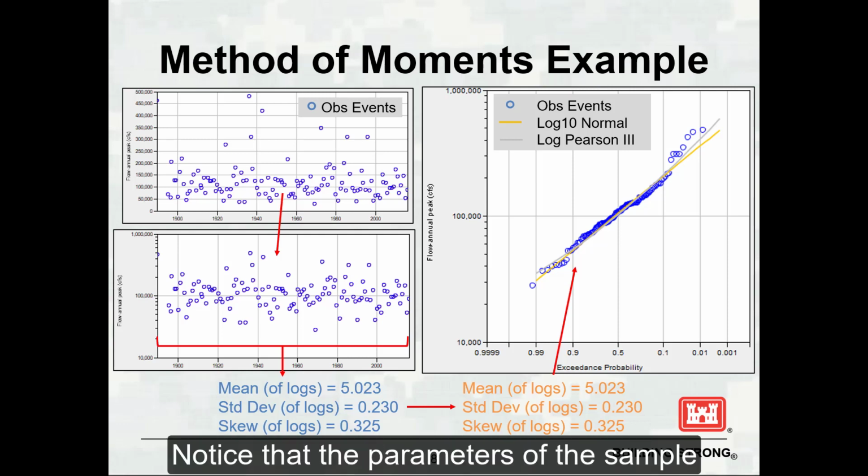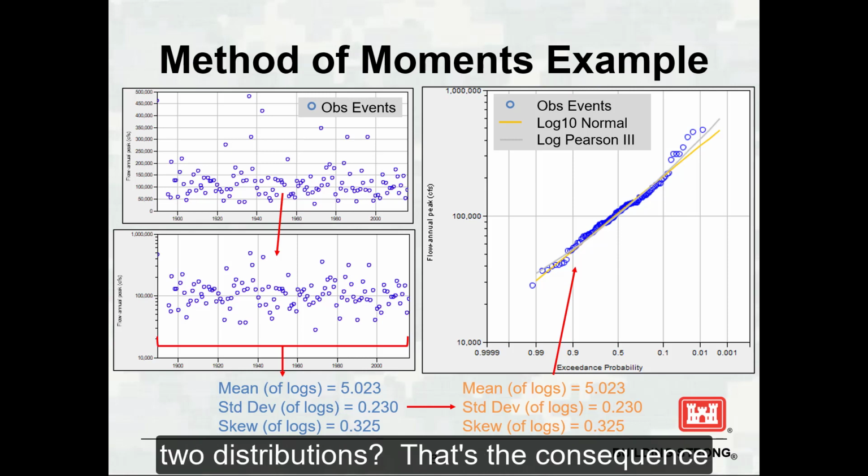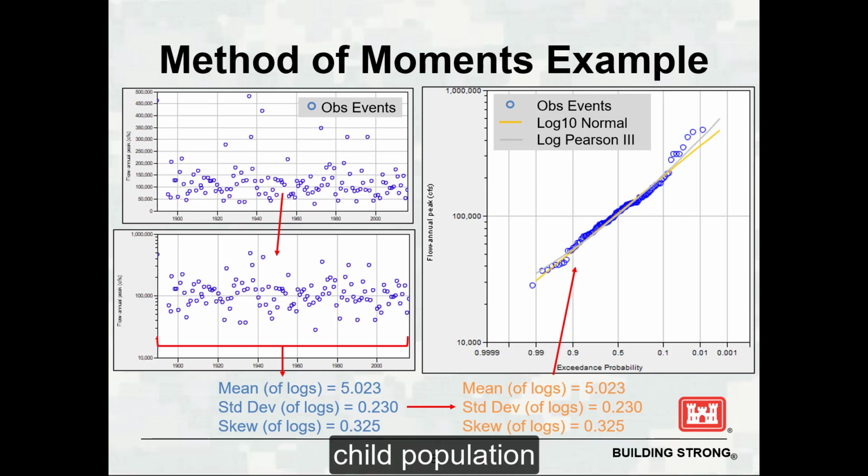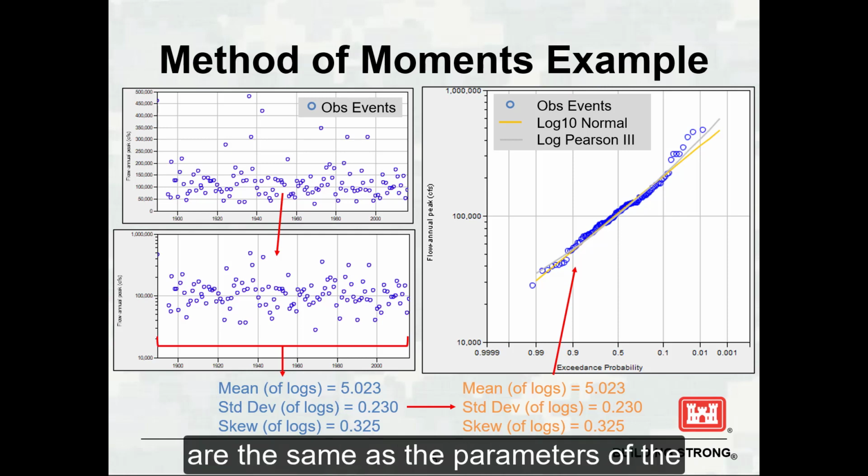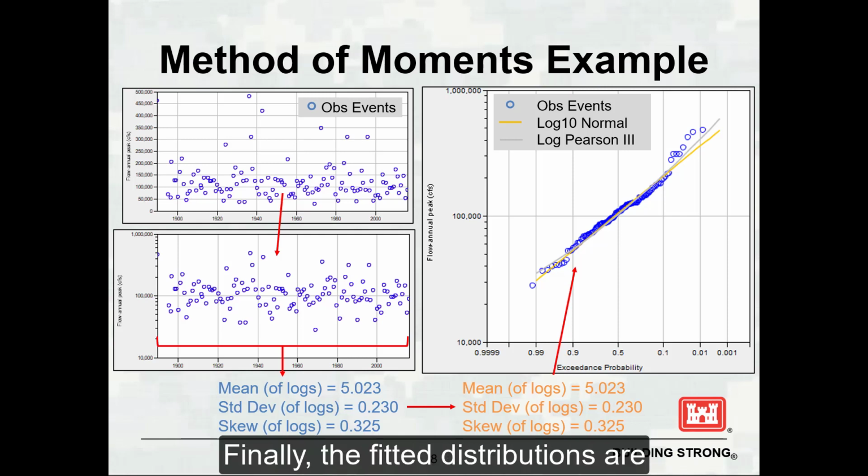Notice that the parameters of the sample match the parameters of these two distributions. That's the consequence of assuming that the parameters of the child population are the same as the parameters of the parent population. Finally, the fitted distributions are plotted along with the plotting positions of the data in the right-hand image.